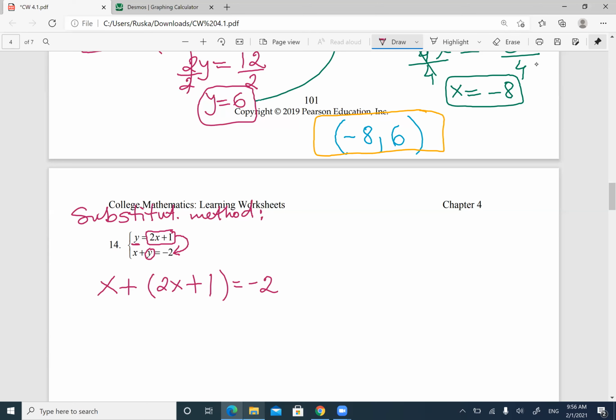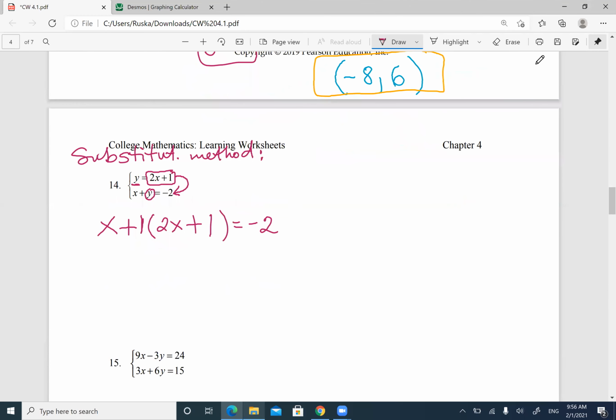And then from here, we're going to take off the parentheses. There is an invisible 1, so nothing is going to change. So you're going to get x plus 2x plus 1 equals negative 2. And now looking at this, we have an equation only with x. So that's the idea behind these two methods. You want to eliminate one of those variables because the given equations have x and y. So you want to eliminate one of those and get only x so you can solve it, or only y so you can solve it. Make sense?